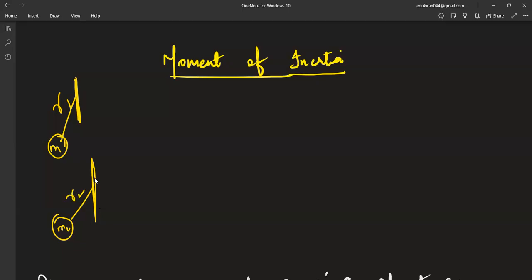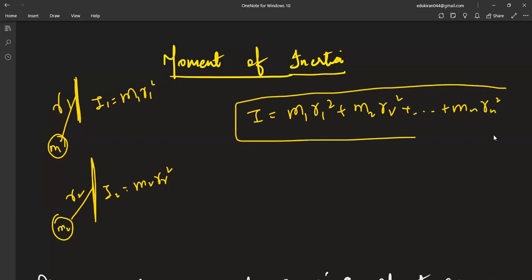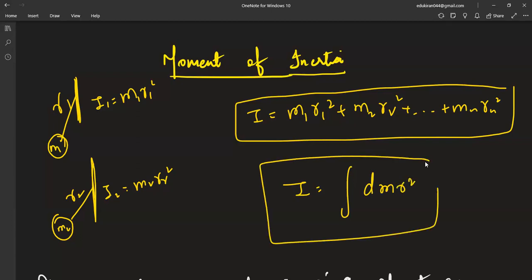So see, this is M2 R2. So moment of inertia for this becomes M1 R1 square, and for this moment of inertia becomes M2 R2 square. So what is the total moment of inertia? M1 R1 square plus M2 R2 square, up till Mn Rn square. And if you want, you can write the integral also, total integral of dm r square, if it is variable. It's like you are adding all these, no?